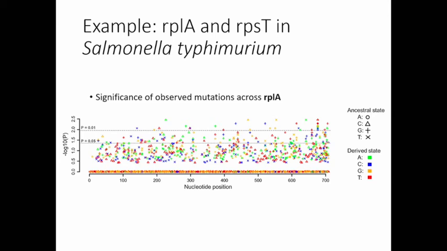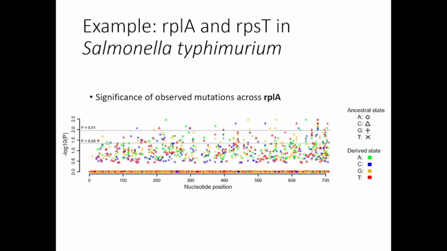Here, color is indicating the derived state, and the shape is indicating the ancestral state. So we just have a whole bunch of these tabulated mutations. And on the y-axis we have a p-value measure. So the higher up we are here, the more unlikely or more unexpected the data are.